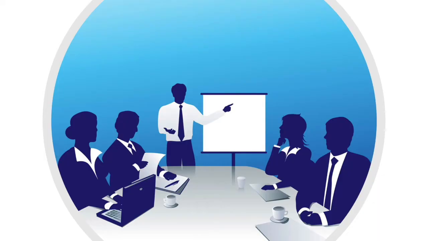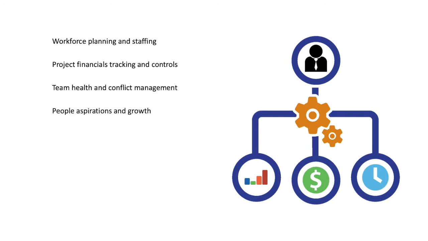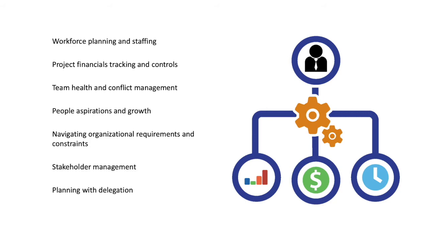Now, for a project to be successful, there are more activities that are needed beyond the ones that we discussed for iteration manager. Let us look at what these project management activities are. Workforce planning and staffing, project financials tracking and controls, team health and conflict management, people aspirations and growth, navigating the organization-specific requirements and constraints, stakeholder management at all levels, internal and external, and planning with the right delegation.